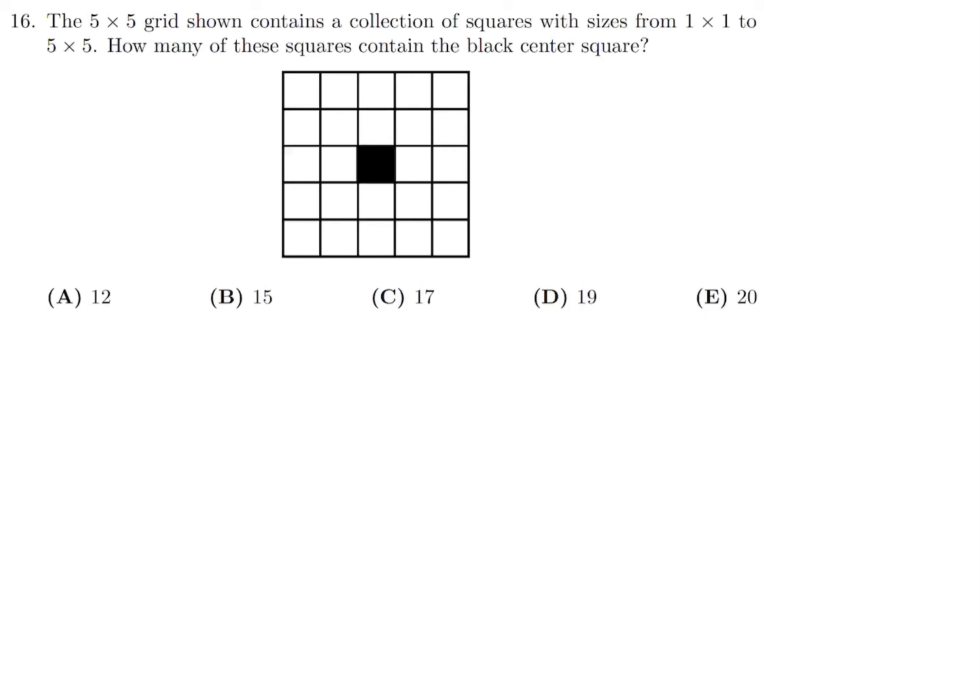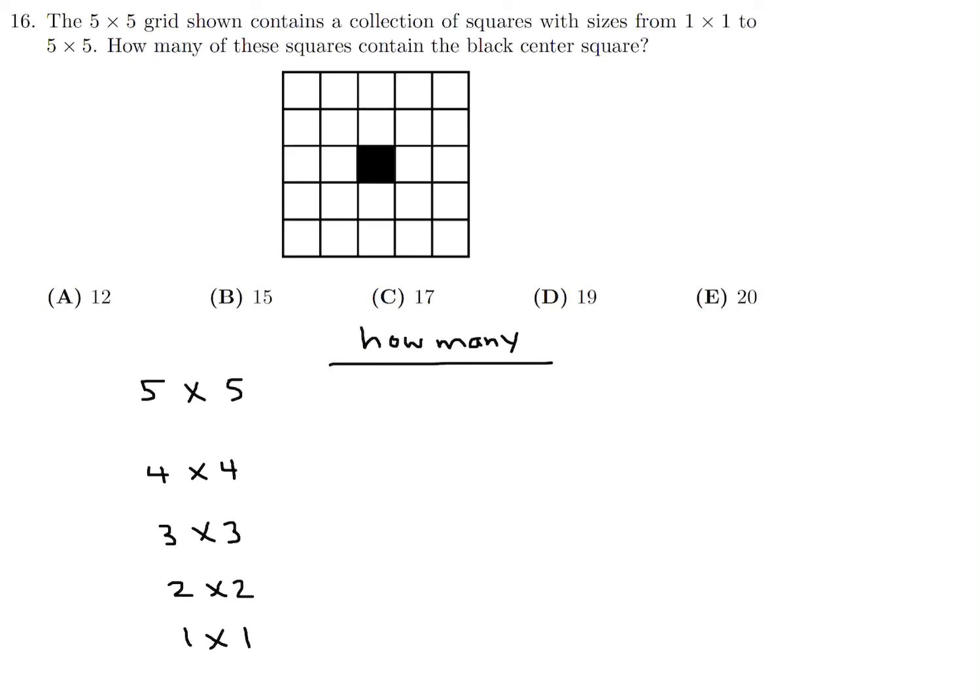Okay, good question. So I'm going to break this up into sizes. So first let's figure out the squares that are 5 by 5, then 4 by 4, then 3 by 3, then 2 by 2, and then finally the smallest ones. And then how many of them, that's what I'm going to put in that column, and then how many contain that black center square.